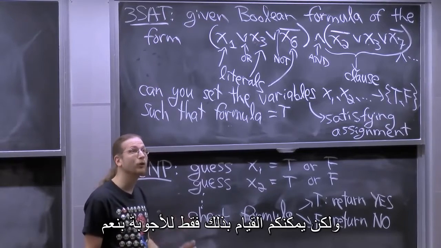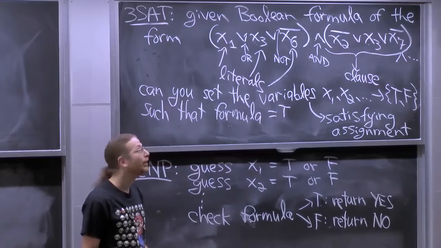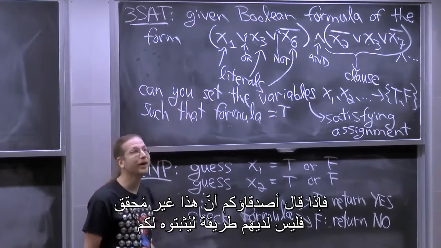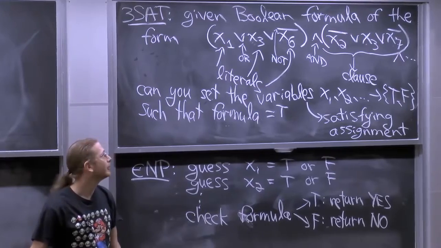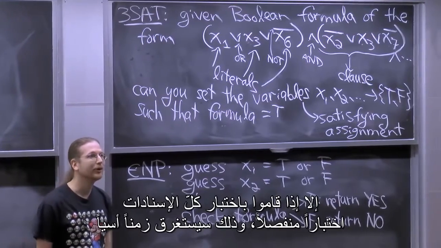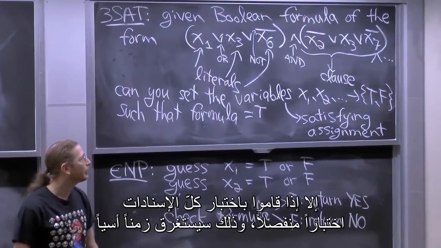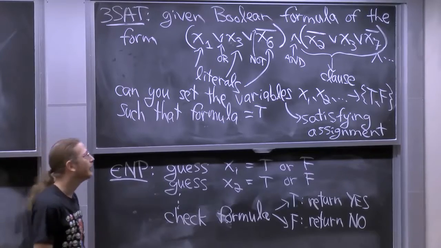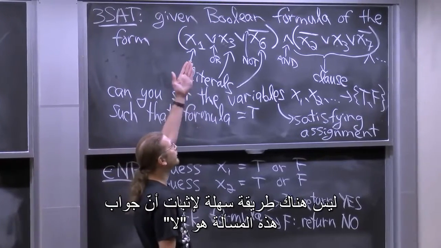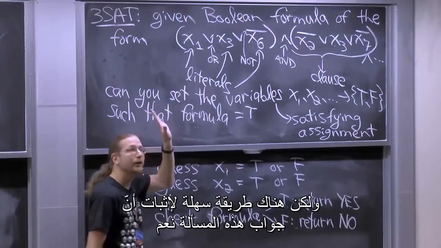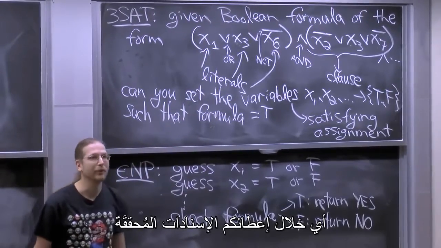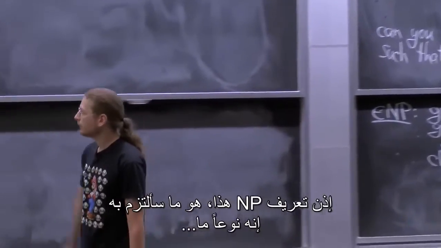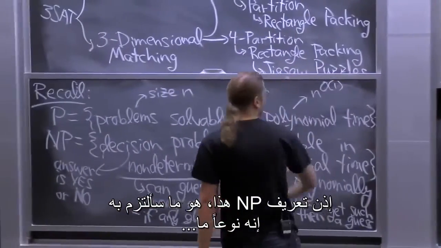But you can only do that for yes answers. If your friend says, no, this is not satisfiable, they have no way of proving it to you, right? I mean, other than checking all the assignments separately, which would take exponential time, there's no easy way to confirm that the answer to this problem is no. But there is an easy way to check that the answer is yes, namely I give you the satisfying assignment. Okay, so this definition of NP is what I'll stick to.